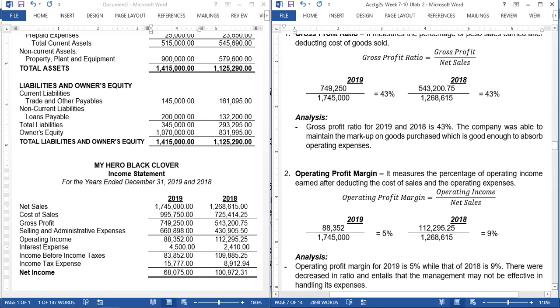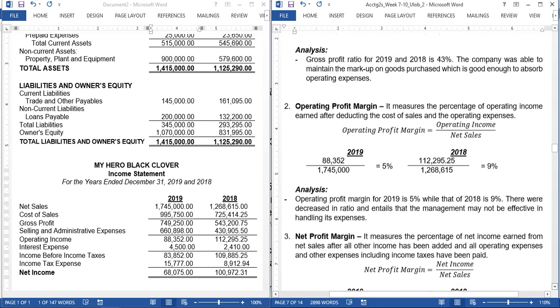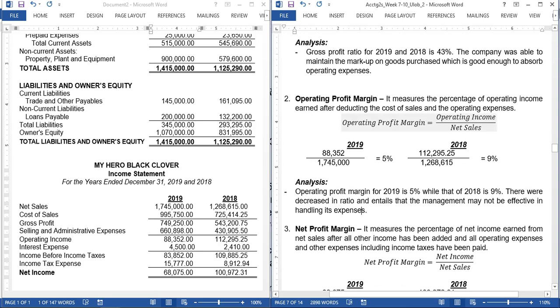Operating profit margin naman, it measures the percentage of operating income earned after deducting cost of. Okay, so, continuation lang siya. Operating profit margin, operating income divided by net sales. So, operating income, 88,352 divided by net sales na 1,745. So, nasa 5% for 2019, 9% for 2018. There were decrease in ratio.